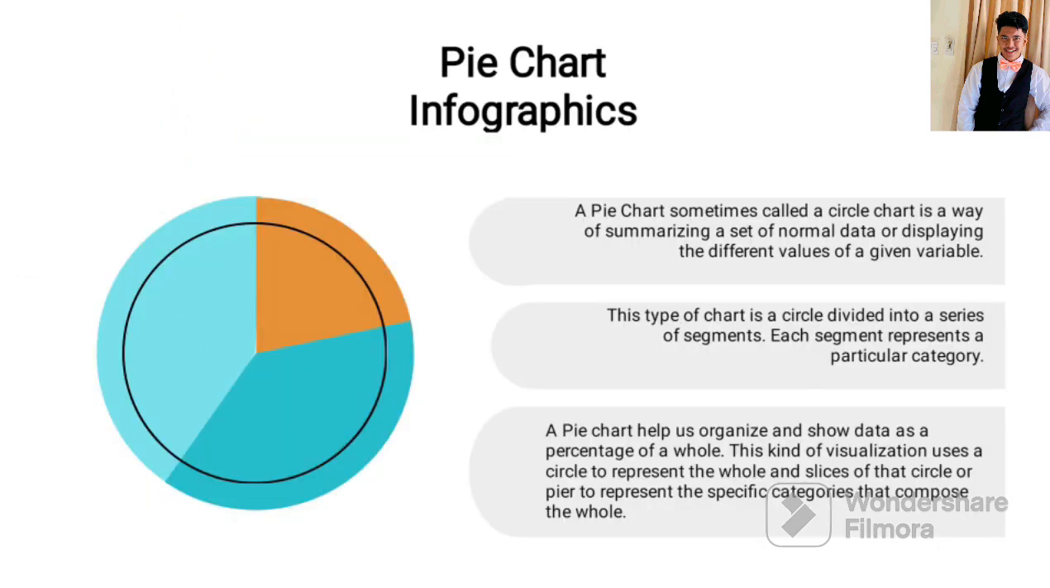A pie chart, sometimes called a circle chart, is a way of summarizing a set of nominal data or displaying the different values of a given variable. This type of chart is a circle divided into a series of segments. Each segment represents a particular category. A pie chart helps us organize and show data as a percentage of a whole. This kind of visualization uses a circle to represent the whole and slices of the circle, or pie, to represent the specific categories that compose the whole.